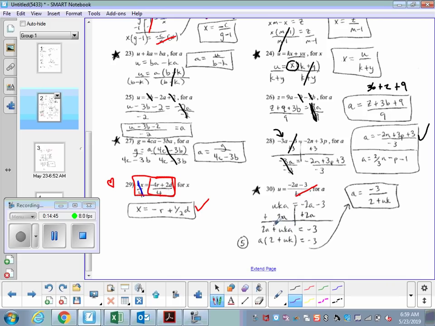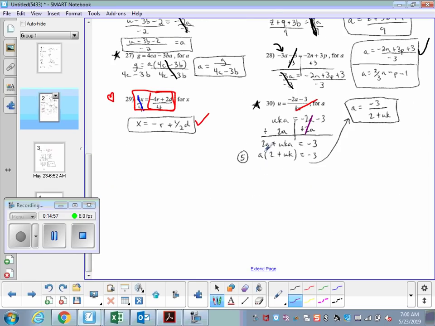The reason I wanted to do that was so that now I could have a binomial, and a is in both of them, and now I can factor out an a. Now on this side, when we added the 2a, all we're left with was the negative 3. All right, so at this point, since I have a times something, I can just divide both sides by that. So that's where you see that I've divided both sides by the 2 plus uk. And that would cancel out over here. So negative 3 over 2 plus uk is our final answer.